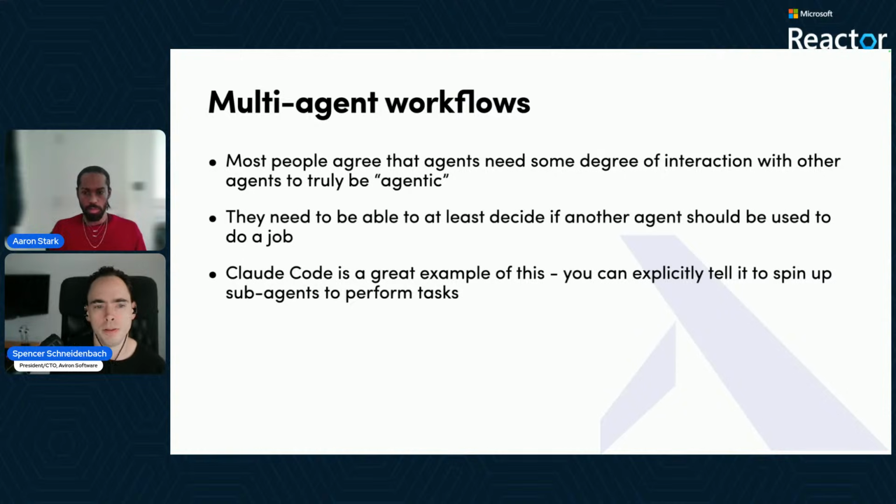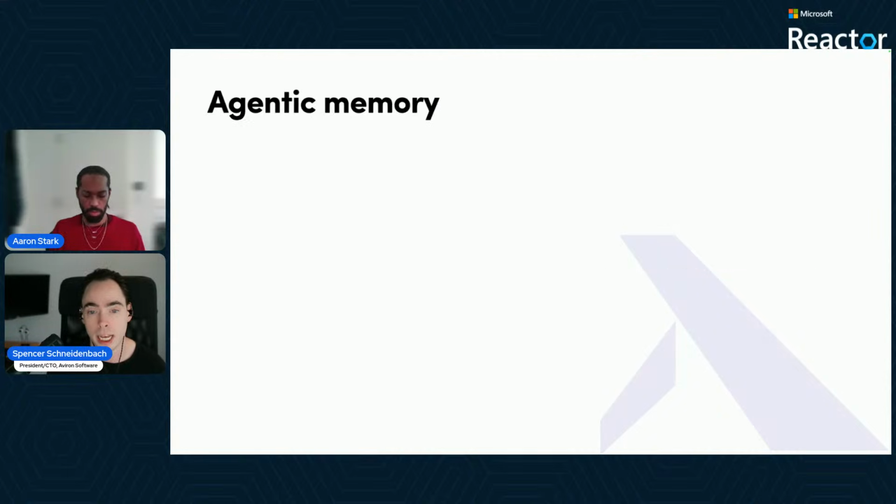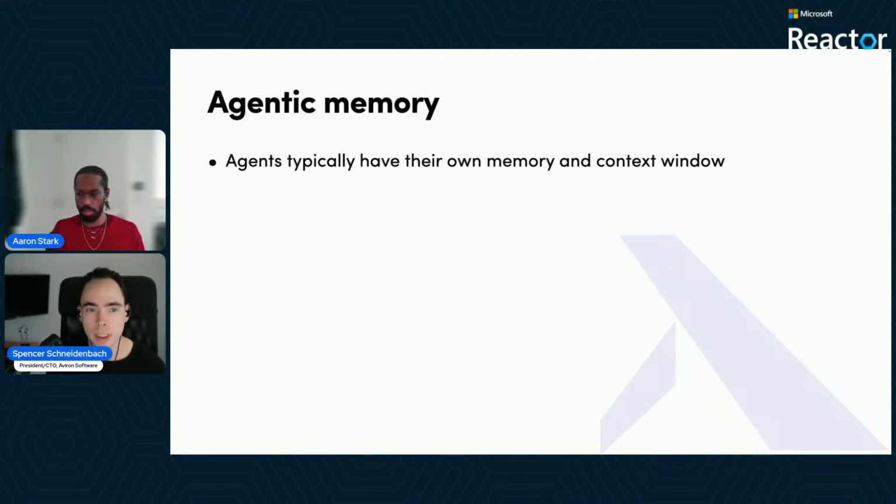So a great example of this is Claude Code. If you're using Claude Code, you can actually say, hey, I have a special task that I need you to do. Can you spin up a sub agent to actually perform that task and then return that information back? And that's really useful because agents typically have their own memory and their own context window.